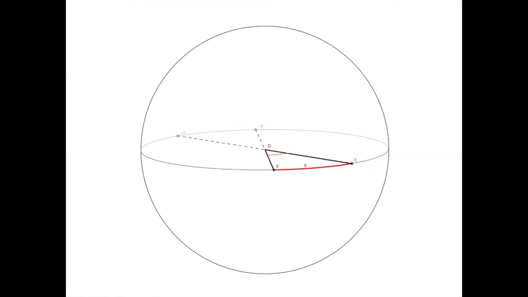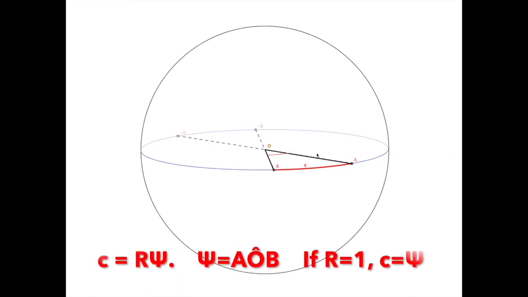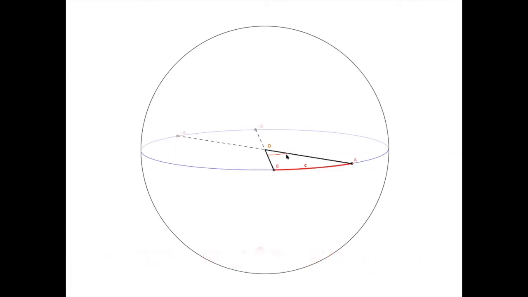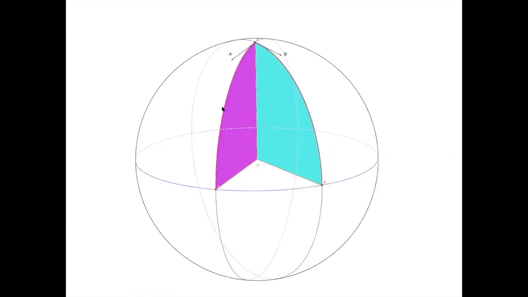This comes directly from the definition of length on a circle. The length of the path C is the radius of the sphere R times psi, where psi is the angle AOB here in the figure. If you have the radius being equal to 1, then psi and C have the same units, and C is equal to psi.